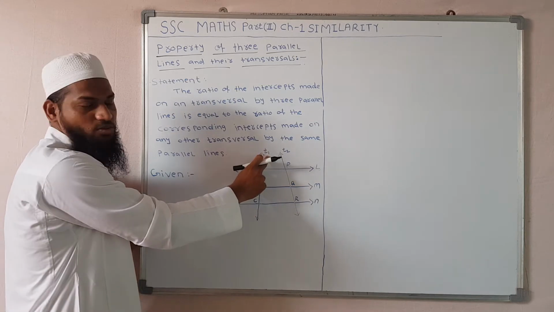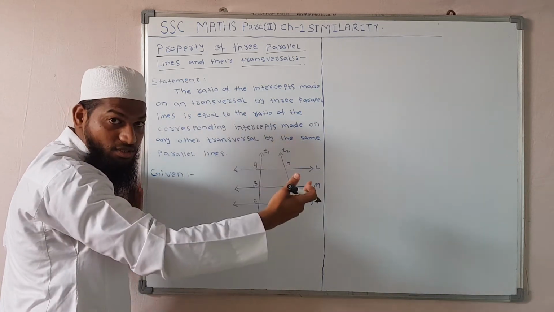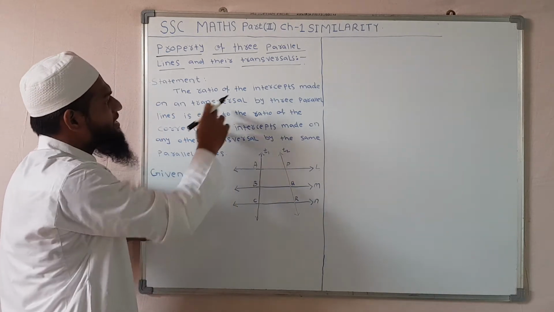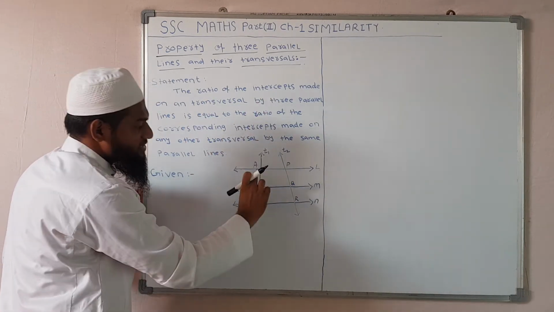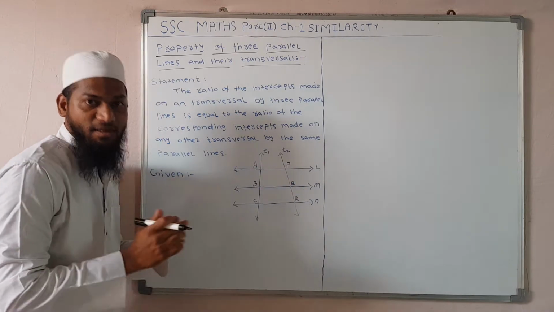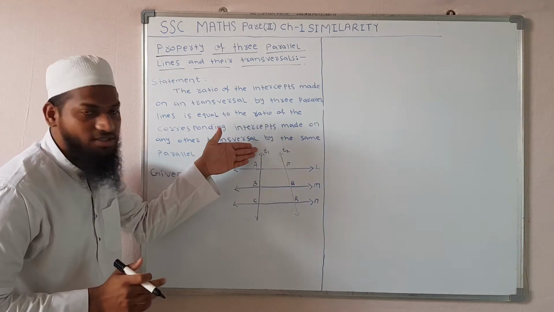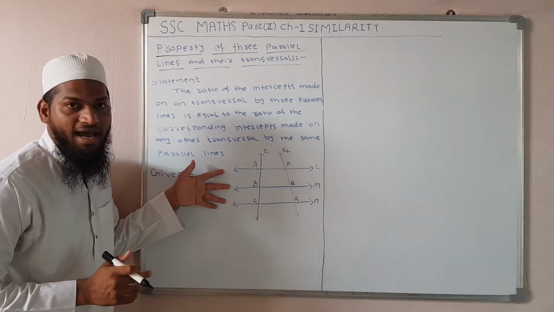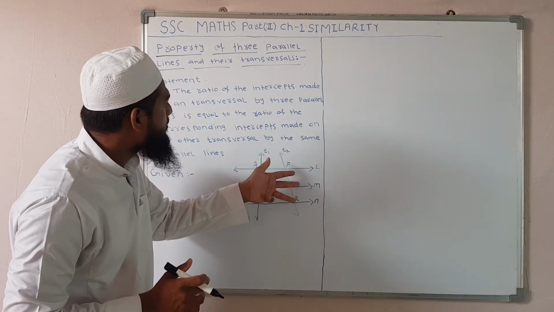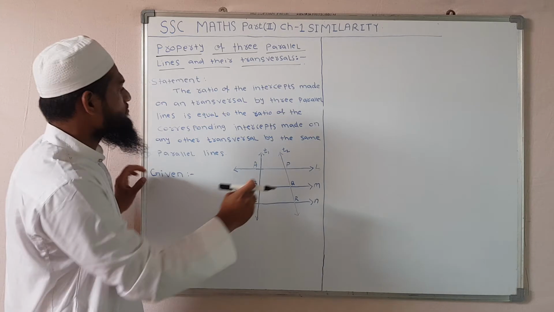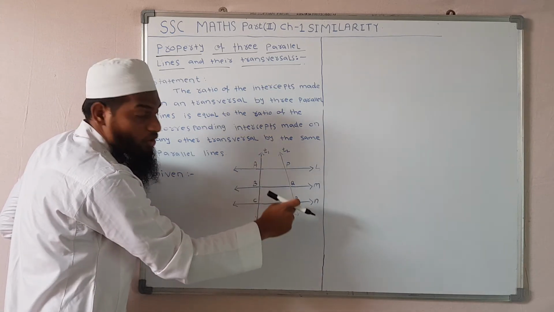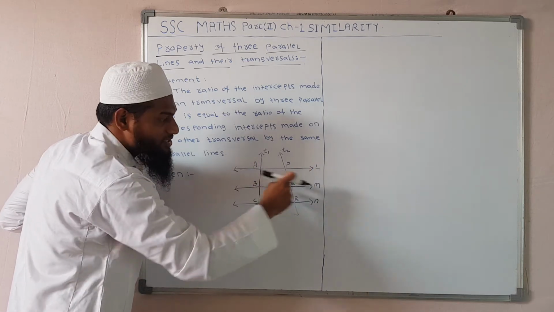Here T1 is a transversal, T2 is another transversal, and these three are the parallel lines. Then what does the statement say? The intercepts. What are the intercepts? AB, BC, PQ and QR are the intercepts. AB and BC are the intercepts of transversal T1 with these three parallel lines, and PQ and QR are the intercepts made by transversal T2 on these same three parallel lines.